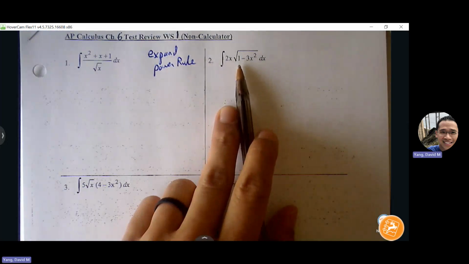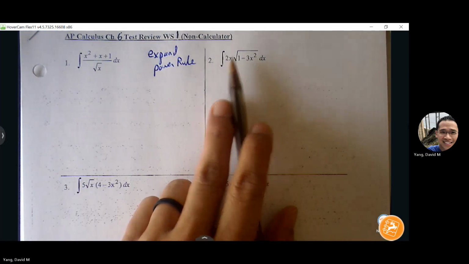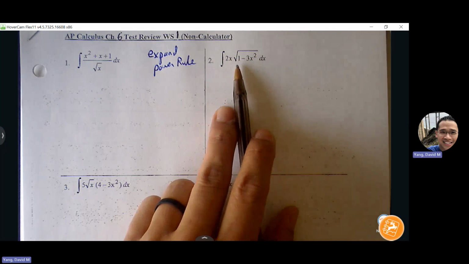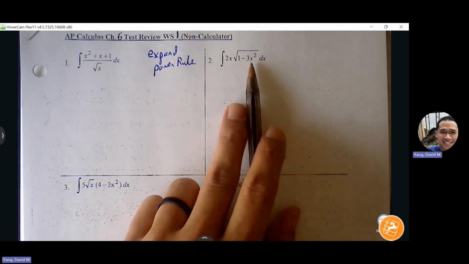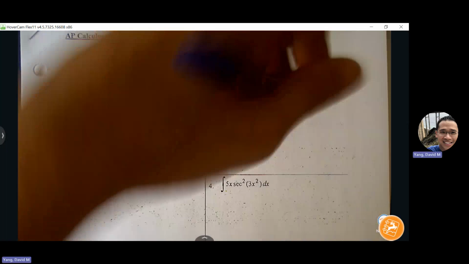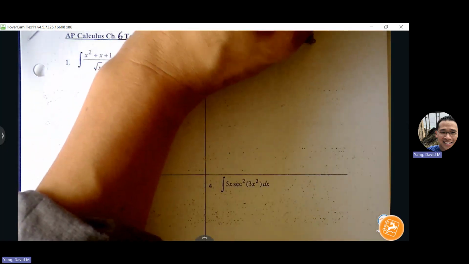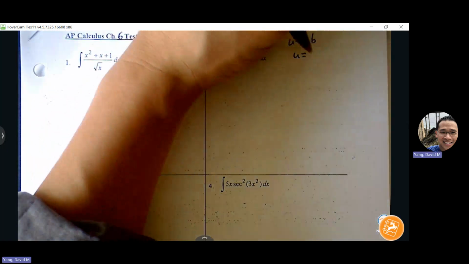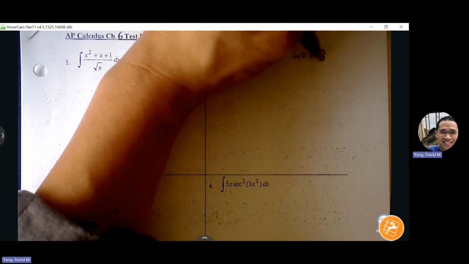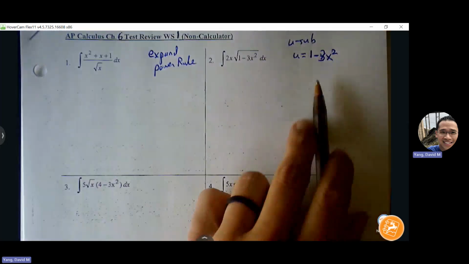Okay, number two, because expansion doesn't work, right? We always consider expansion first. Okay, doesn't work. We know it's u sub. Okay, what's our u value? Yeah, so that, and will this come out cleanly for us?